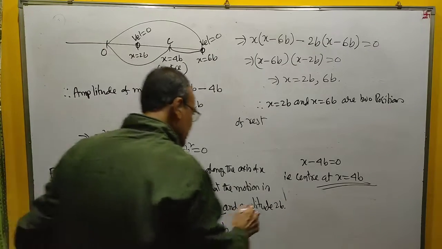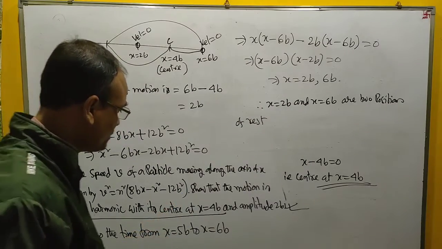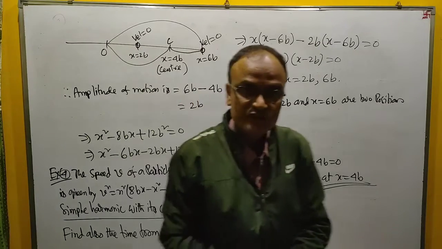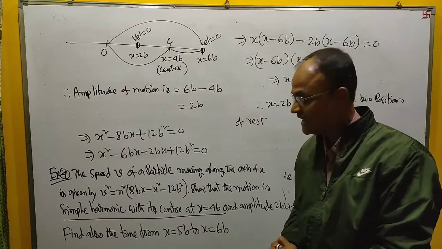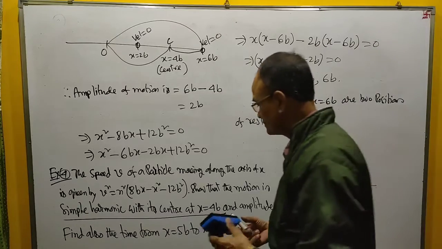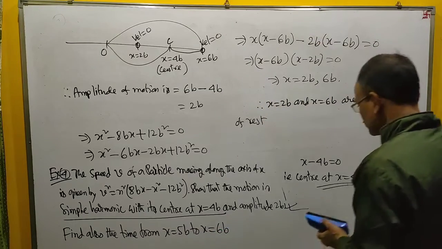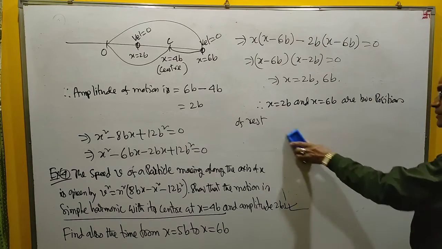We have done up to this. Now, find also the time from x is equal to 5b to x is equal to 6b. This is the last part of the question.